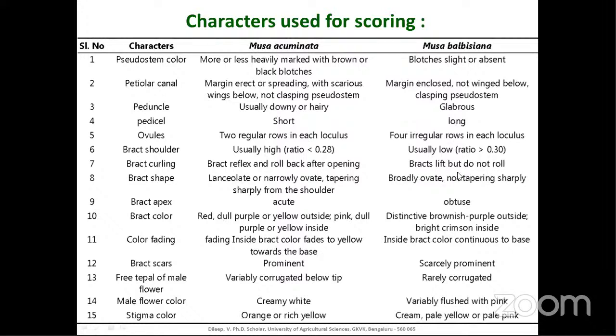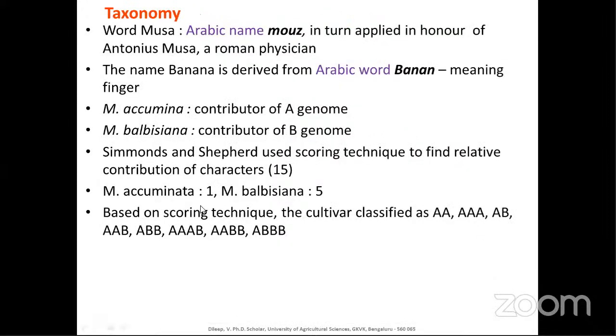Okay, based on this, out of the total of 15 characters, what score has been obtained? So based on that, it is judged whether it belongs to the Acuminata group or the Balbisiana group. Okay, this is very simple. Based on the scoring technique, cultivars are classified as AA, AAA, AB, AAB, ABB, AABB, AAB, AAB, and ABBB.